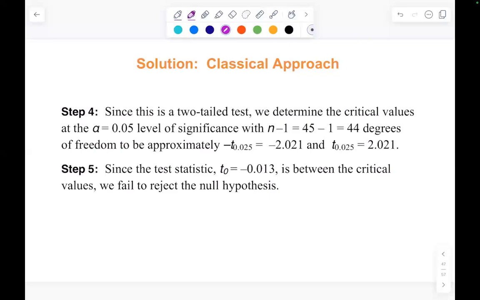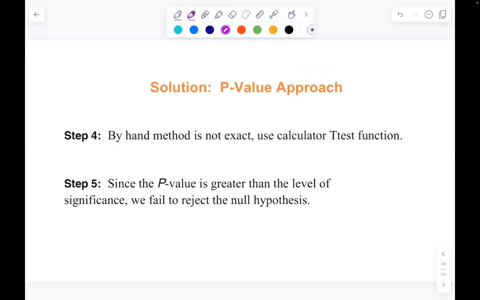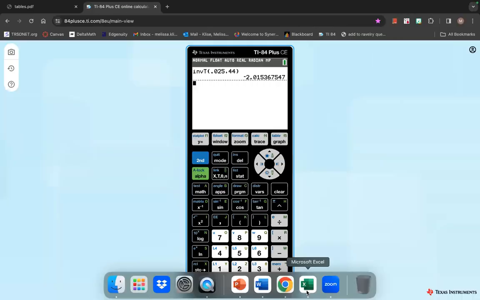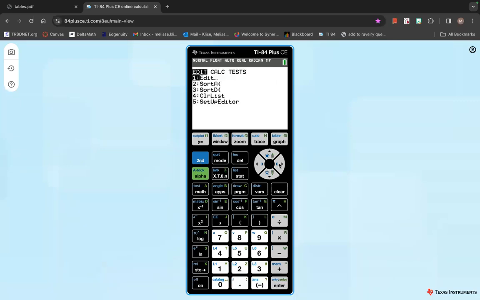So the p-value approach. Use the calculator t-test function. We're going to do that in just a second. So we're going to use the calculator t-test function called T-Test. It is on that same menu. So let's go there. All right. So I'm going to do STAT, TESTS. T-Test is just your second option.